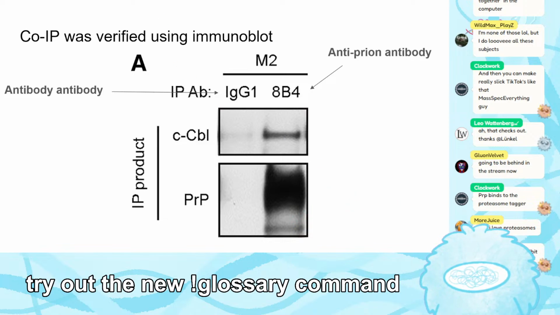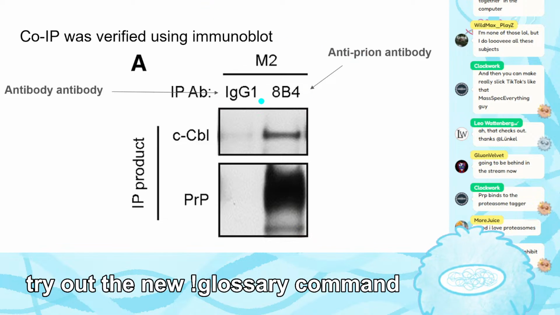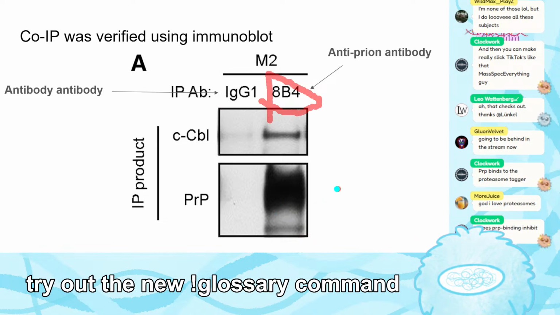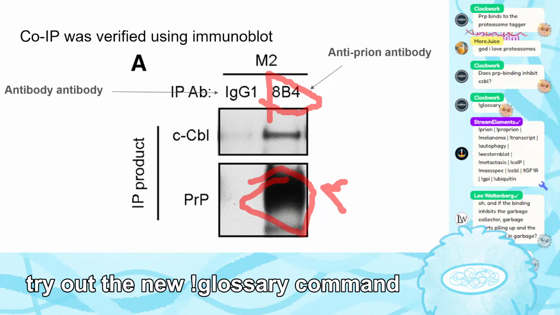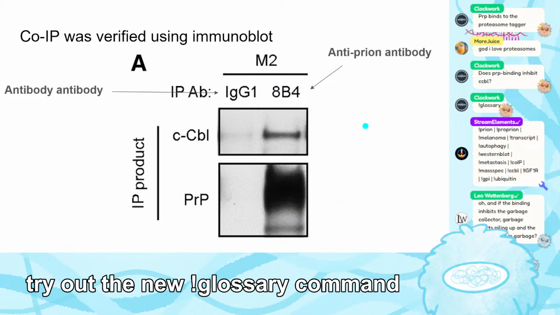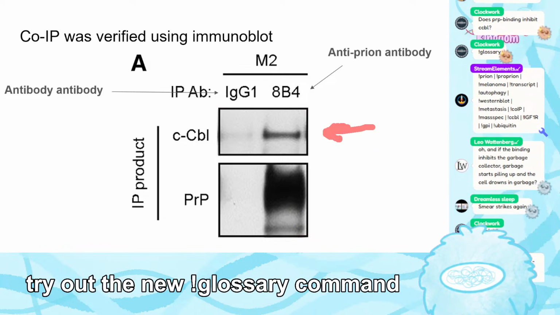So what we can see here is that when we use the prion antibody, 8B4, of course, you fish out the prion protein. That's why there's a ton of this prion protein that comes up, right? Of course, it's the antibody for the prion protein, so it's going to fish out the prion protein. What you can also see is that it also fishes out CBL, and that's confirming what we learned from the mass spec.